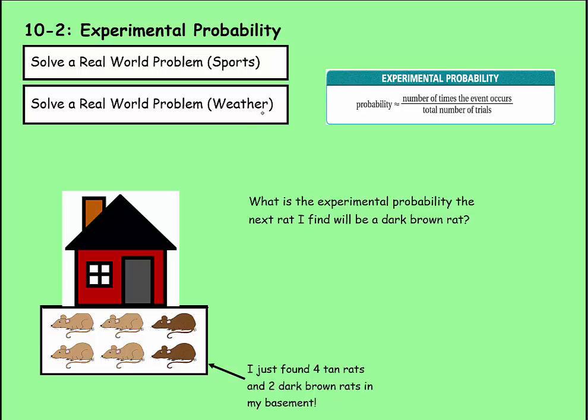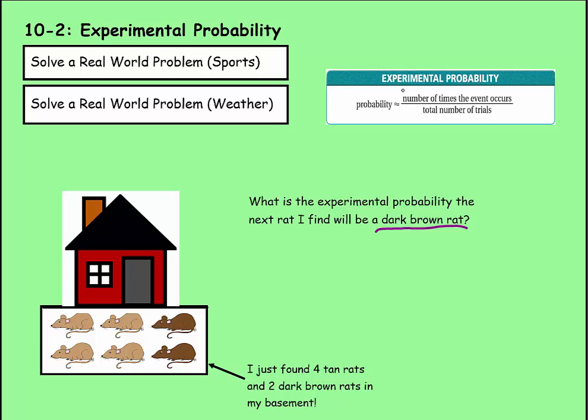Let's just say, for instance, that I just found 4 tan rats and 2 dark brown rats in my basement. Thankfully, this is not a real situation. But let's just say it was. And let's say I was wondering what the probability the next rat I would find would be a dark brown rat. Well, we could use experimental probability.